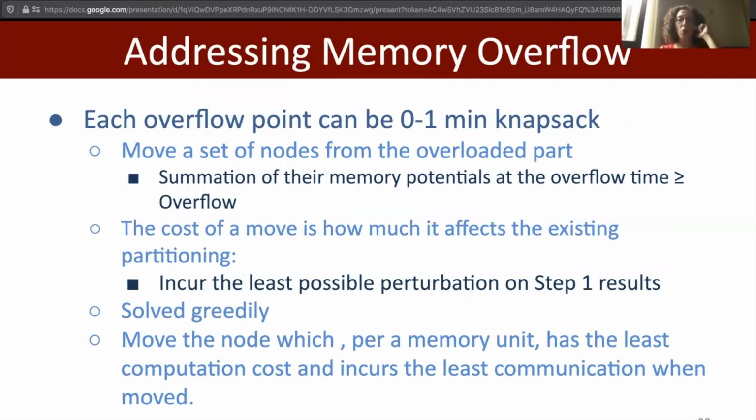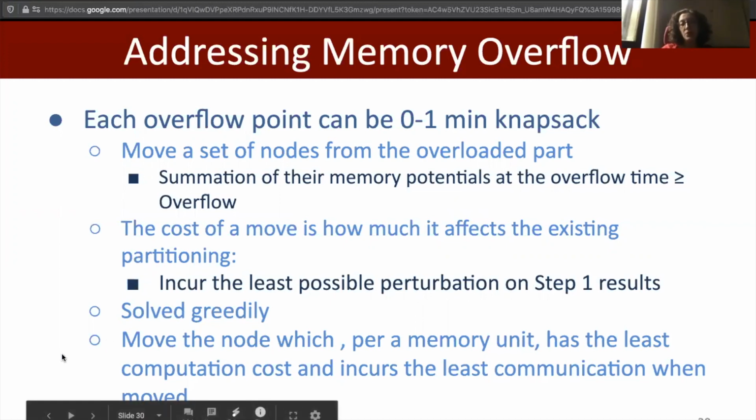So in terms of memory overflow, we treat this as a knapsack problem. We formulate this 0-1 min knapsack, and we move a set of nodes from one loaded partition, so their summation of memory potential at overflow time exceeds the overflow. And the cost of a move is how much it affects the existing partition. So what we try to do is find a device that incurs the least possible perturbation on the step 1 results. Because in step 1, we really try to minimize execution time and load balance. So when we move a node to another device, we want the least effect on step 1.